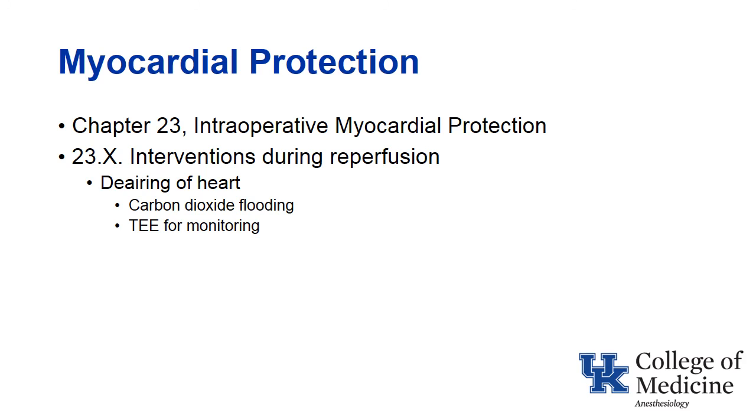Other interventions during reperfusion include de-airing of the heart, and the prevention of coronary embolus, air embolus, can be accomplished by using carbon dioxide flooding of the surgical field, and transesophageal echocardiography can be used to detect intracardiac air, and can be used to diagnose acute changes in wall motion, which could be due to an air embolus.